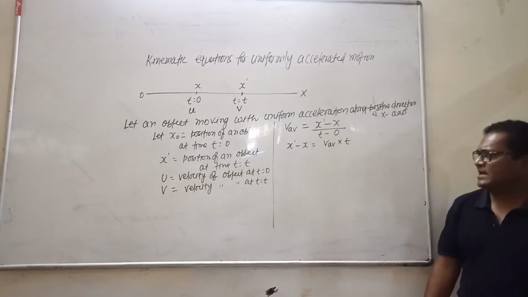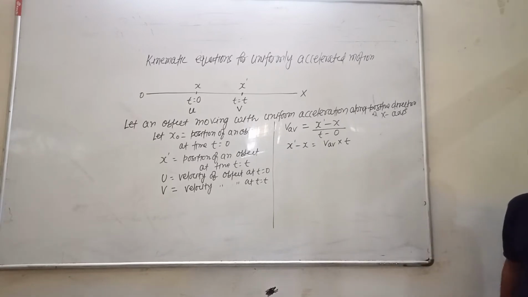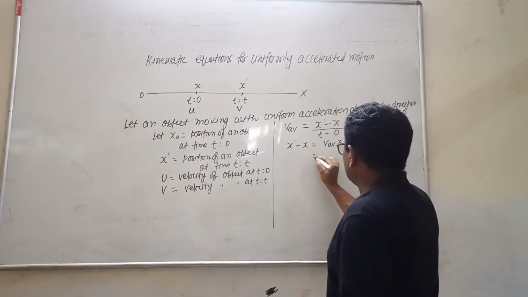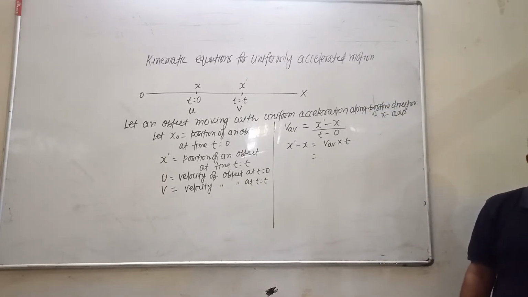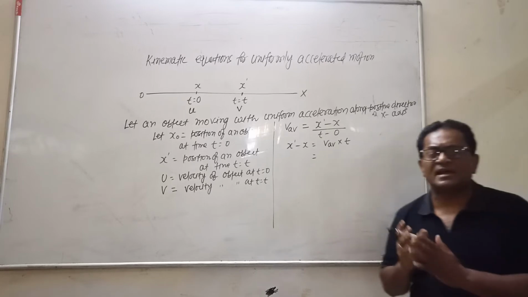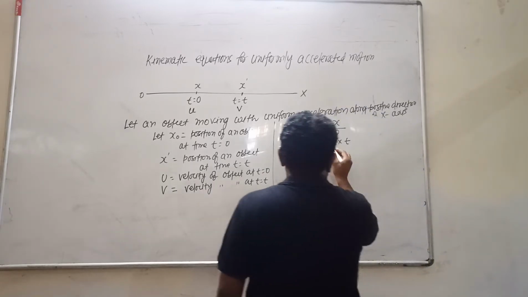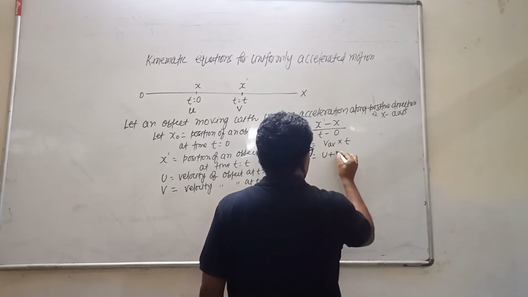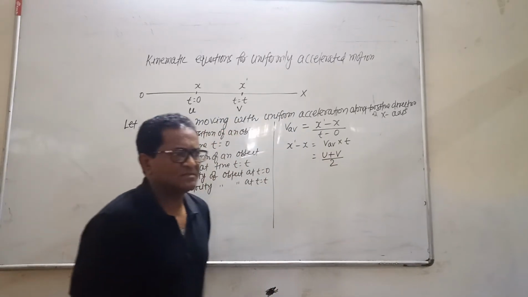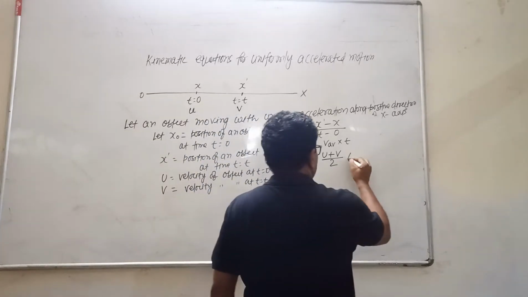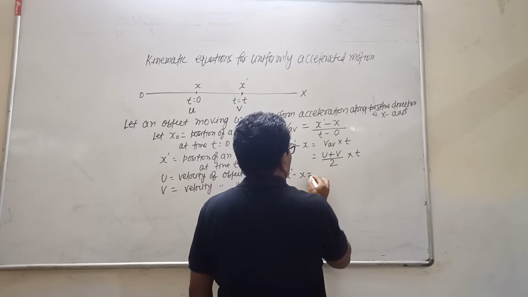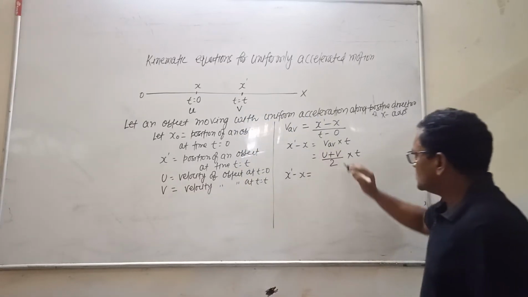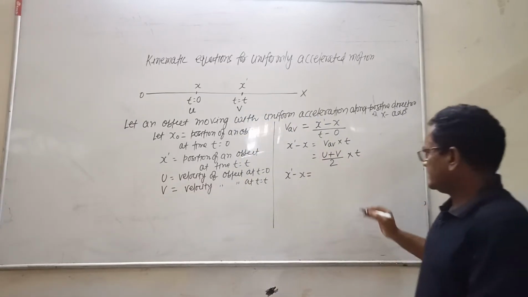x dash minus x equals v average into t, and there is also a formula for average velocity. When two velocities, initial and final, are given, then average velocity is also defined as the mean of the two velocities, u plus v by 2, into t. So x dash minus x equals u plus v by 2 into t.